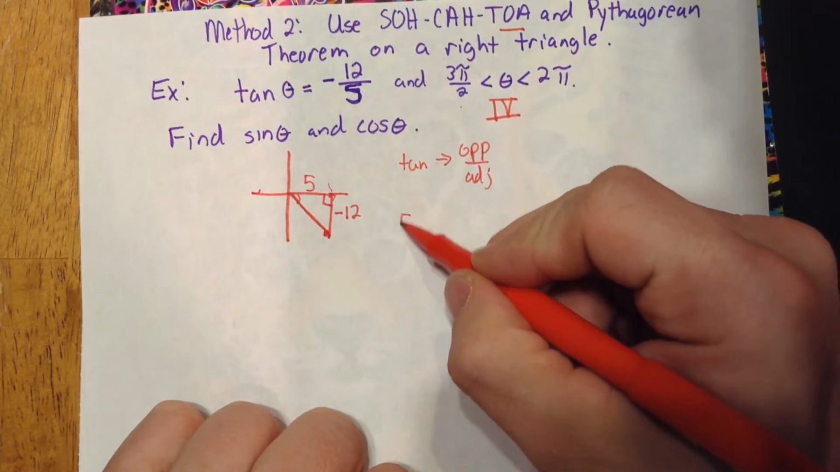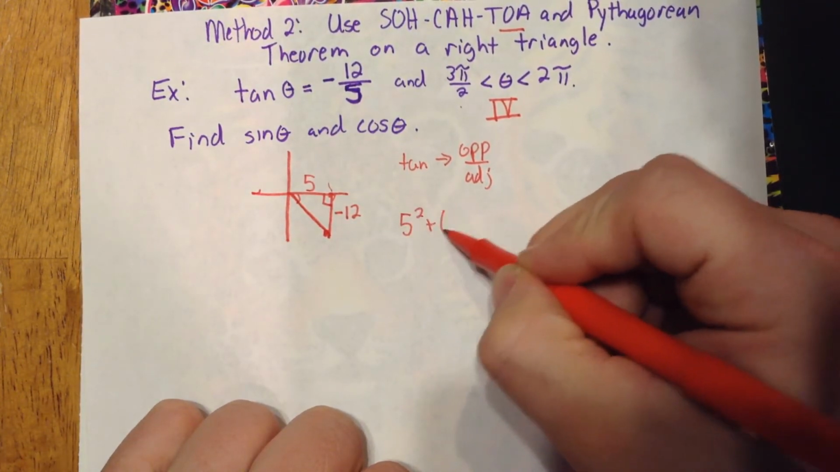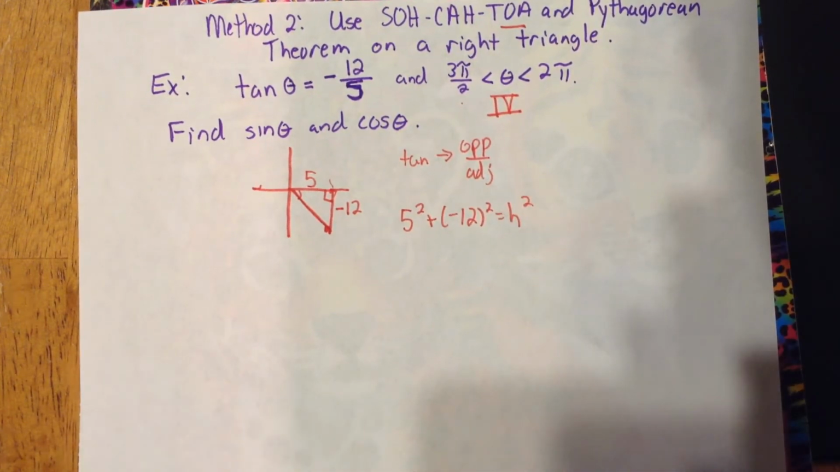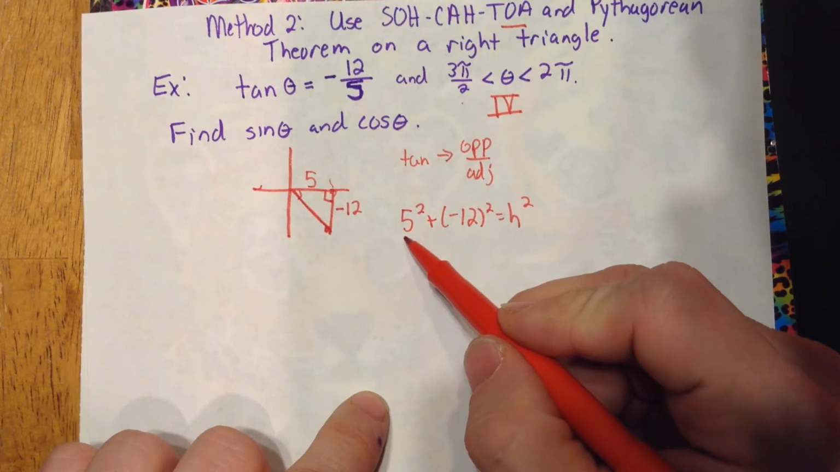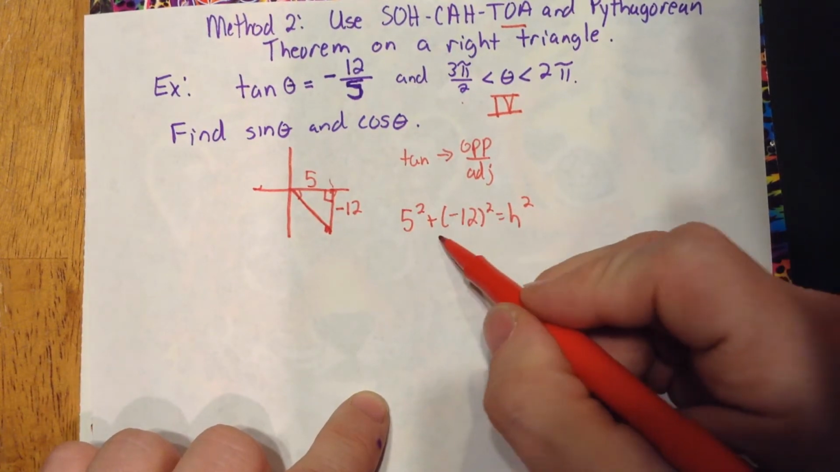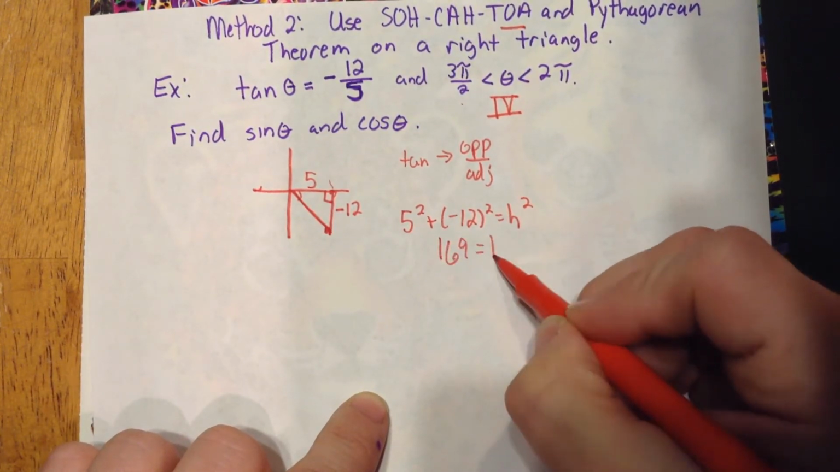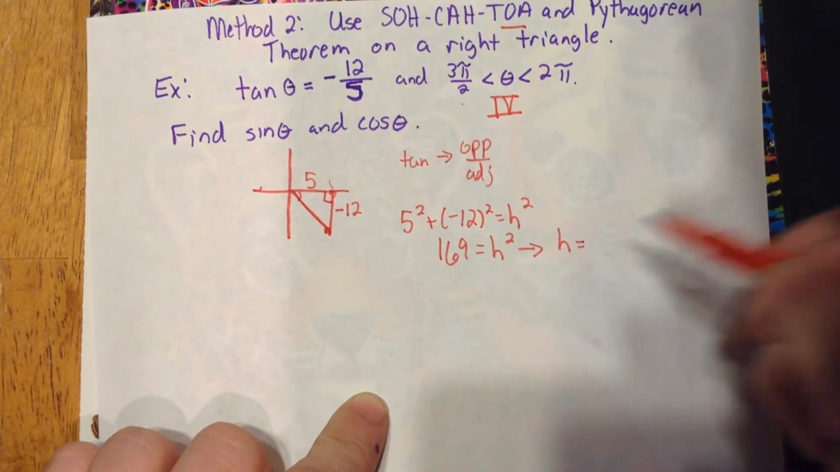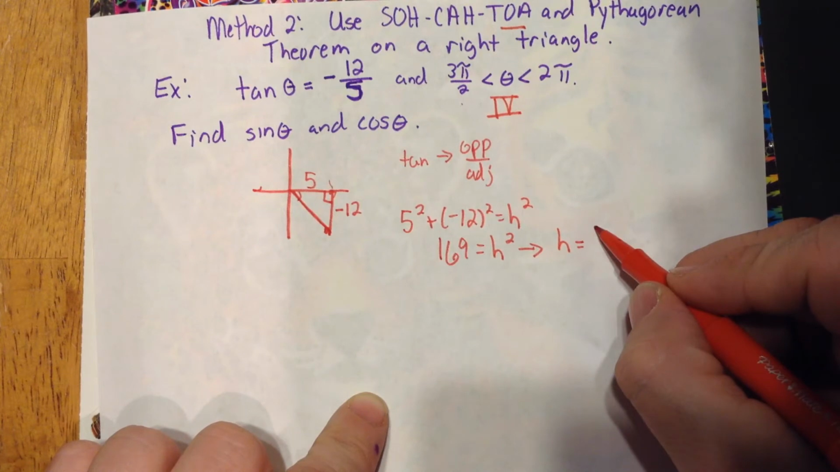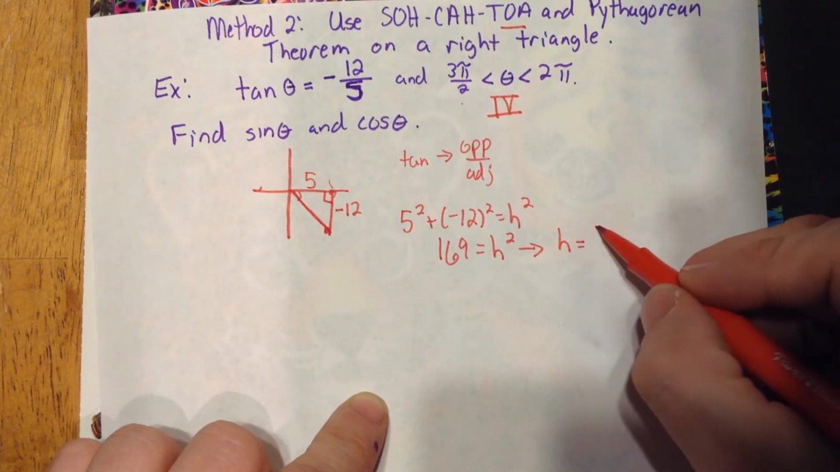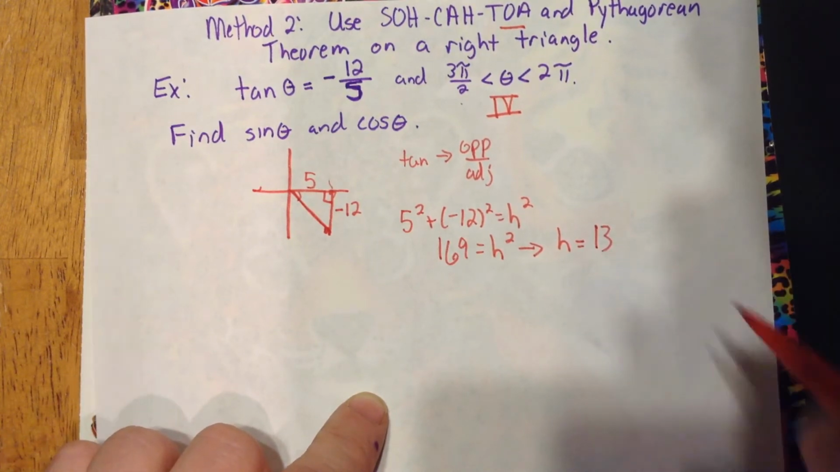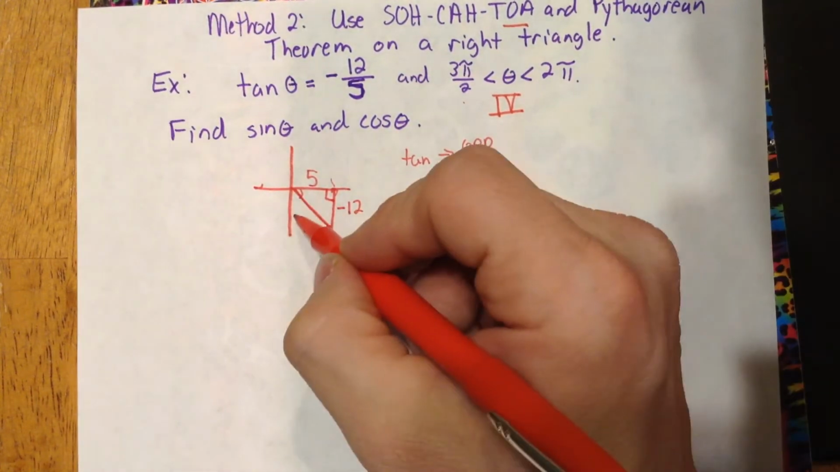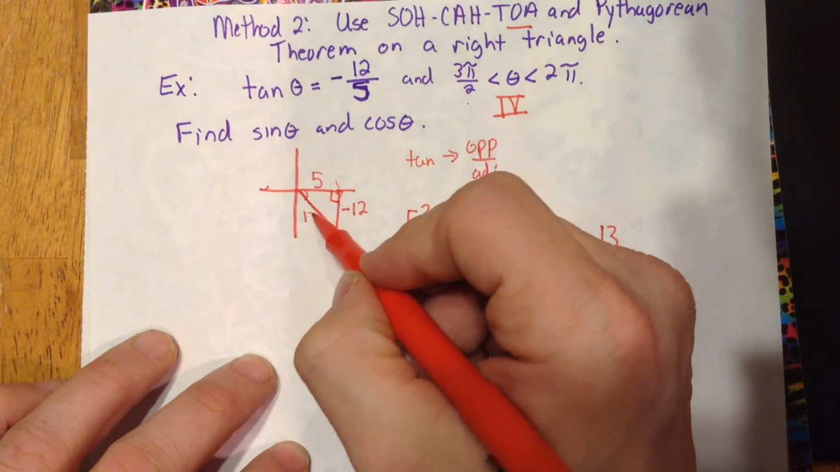We do Pythagorean theorem. 5 squared plus negative 12 squared equals hypotenuse squared. And you're just going to do the math and be careful. You're going to get 25 plus 144. That's going to be 169 equals h squared. Therefore, h is going to be plus or minus the square root of 169, which is 13. We're going to take the positive 13, because we're on the hypotenuse. So that's going to be a 13.